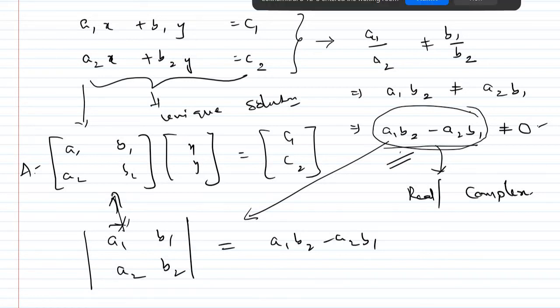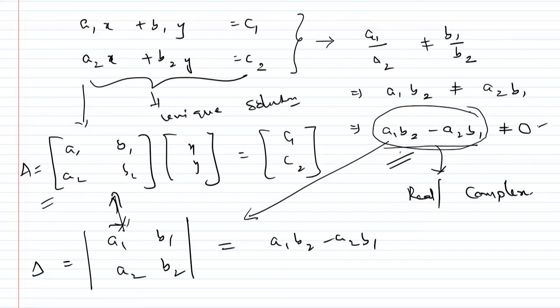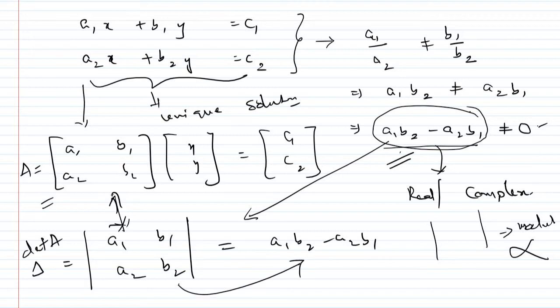Suppose we represent this matrix by A, then it is denoted by either delta or det A. But you should not think that because we are using parallel lines, it's a modulus. It is not a modulus, it's not the absolute value function. It is a determinant. So the expansion of the determinant of a1 b1 a2 b2 is a1 b2 minus a2 b1. Is it clear? Yes, sir.